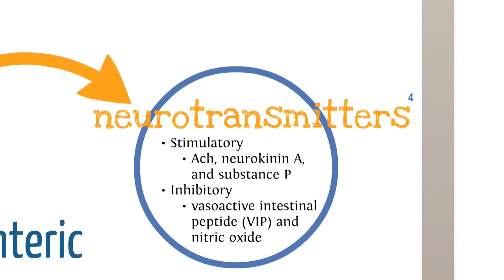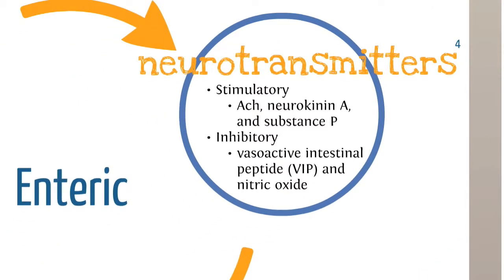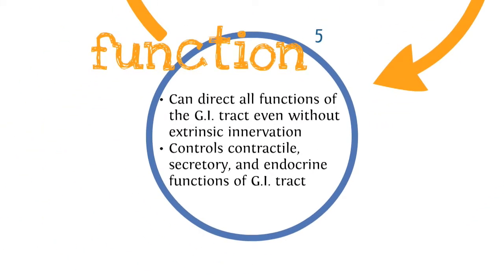The main neurotransmitters involved are either stimulatory, such as acetylcholine, neurokinin A, and substance P, or inhibitory, such as the vasoactive intestinal peptide and nitric oxide. The enteric nervous system can direct all functions of the GI tract even without extrinsic innervation, and it controls contractile, secretory, and endocrine functions of the GI tract.